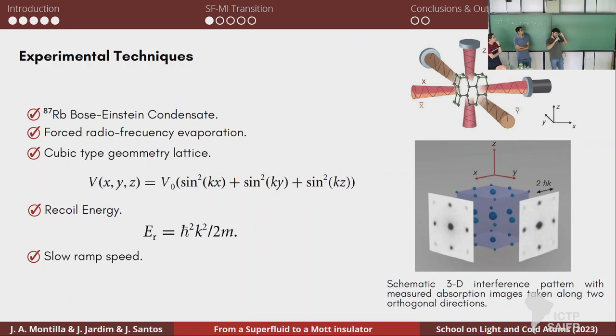So if you have a coherent state, which means that you are in the superfluid phase, you have an interference pattern, and if you are in the Mott insulator system, you lost the coherence, so you don't have this pattern.